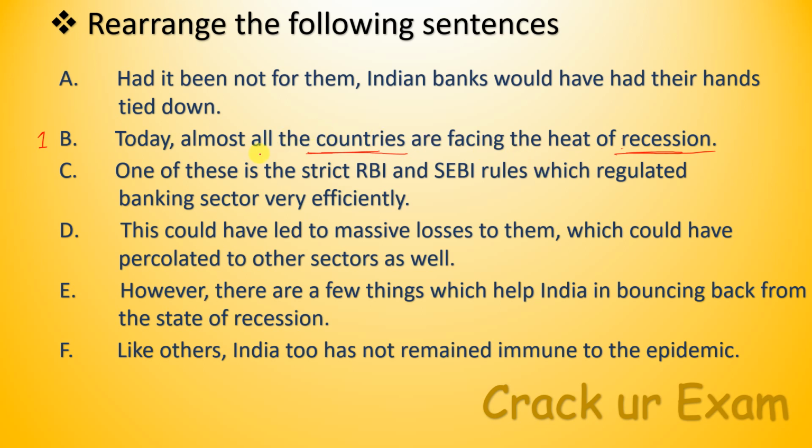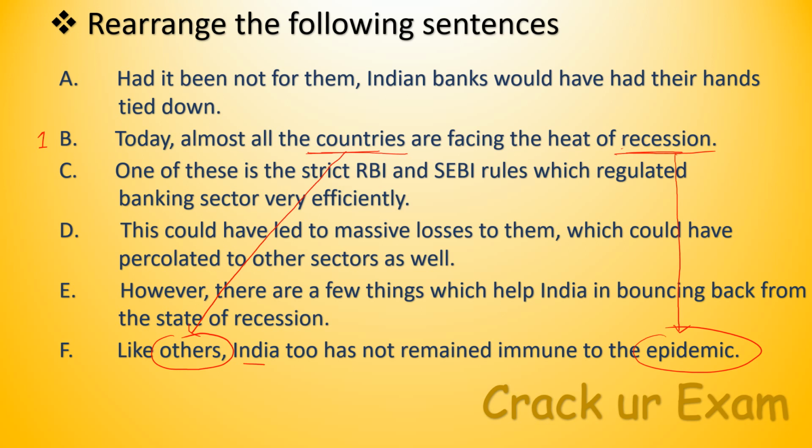Now for the next sentence, you try to find out any other noun or pronoun connected to countries or recession. As you can see in sentence F, like others. So others means which countries we are talking about. There is a link between countries and others. Like others means other countries. India too has not remained immune to the epidemic. Now what is the epidemic we are talking about? The epidemic indicates recession here. It means recession affects the entire world. So most of the countries are facing the heat of recession. Like others, like other countries, India is not immune to this.